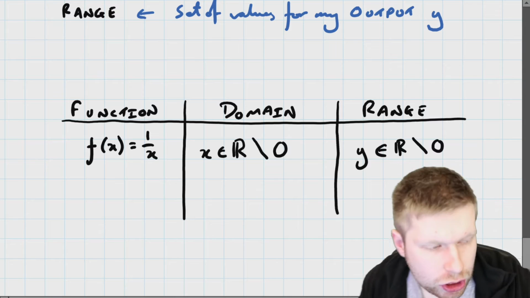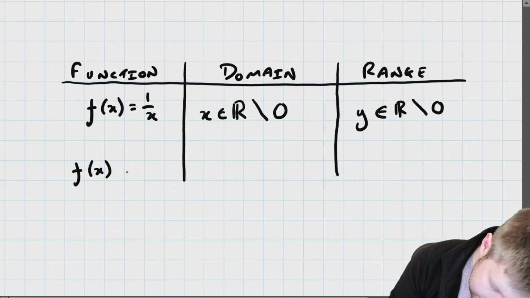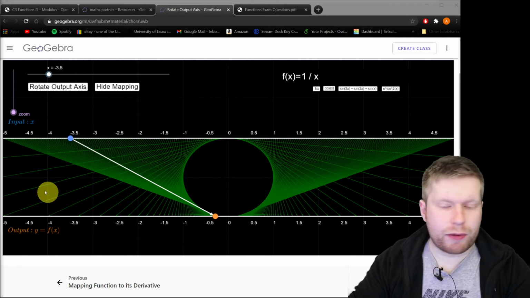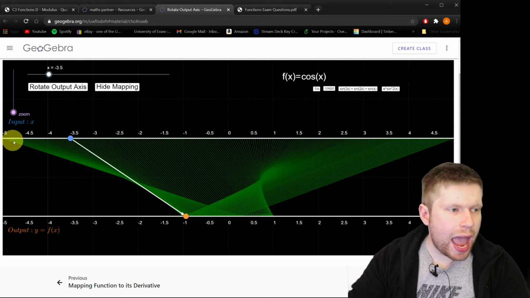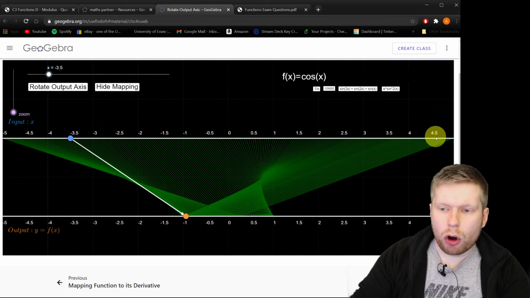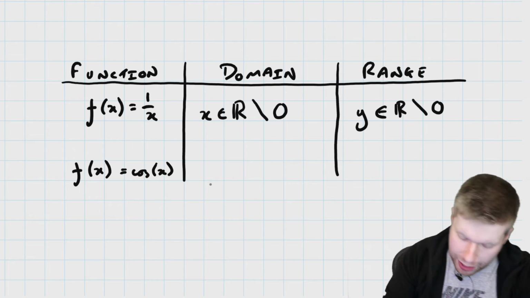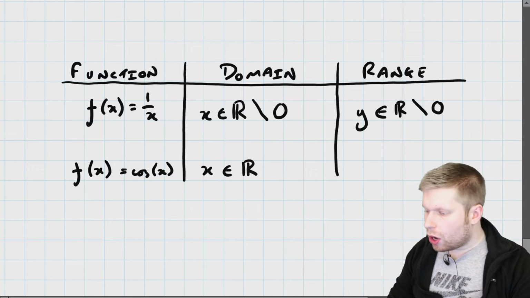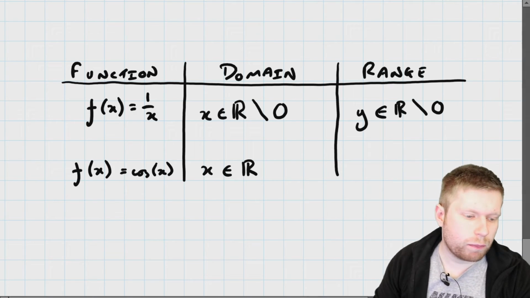If I take a function like cosine of x, we saw from the graph of cosine of x that I could put any real value in that I like for my input. So there's no restriction on the values that I can put in for my input. So let's write that. My domain is any real value of x. So x is an element of the real numbers. Or I could simply write any real value of x, that's fine as well.